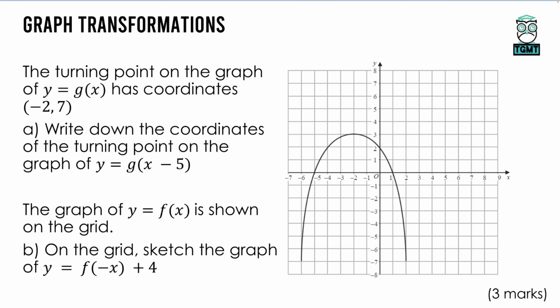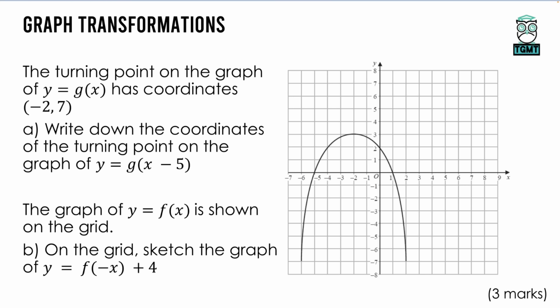So here it says the turning point on the graph of y equals g of x has coordinates negative 2, 7. Write down the coordinates of the turning point on the graph of y equals g of x minus 5. Now if there is something within the bracket, like a plus 5 or a minus 5, it affects the x coordinate. But when it's in the bracket, just like when we're solving quadratics, it does the opposite. When you solve a quadratic and you flip the symbol, it's a similar sort of idea, in the sense that it does the opposite of what we expect.